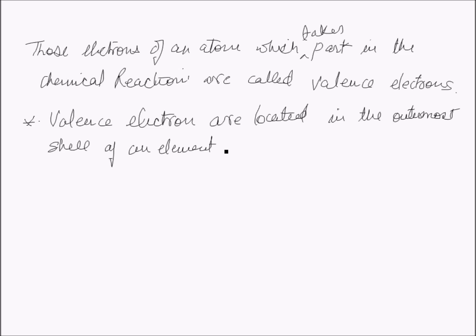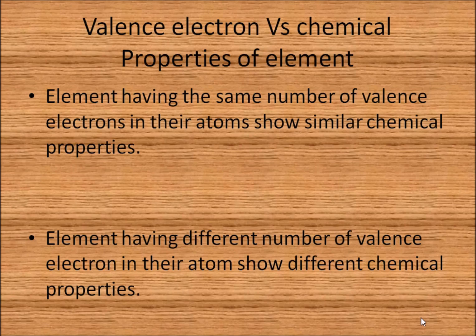So friends, let's now understand the chemical properties of elements. That is, elements having the same number of valence electrons in their atoms show similar chemical properties, and the elements which have different numbers of valence electrons in their atoms show different chemical properties.